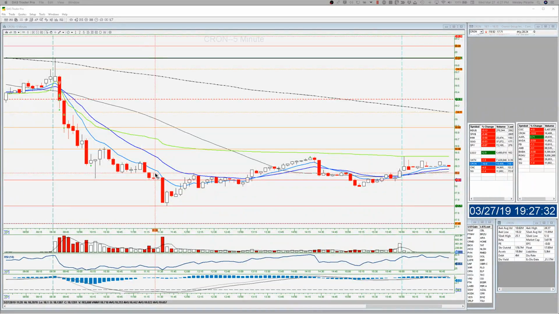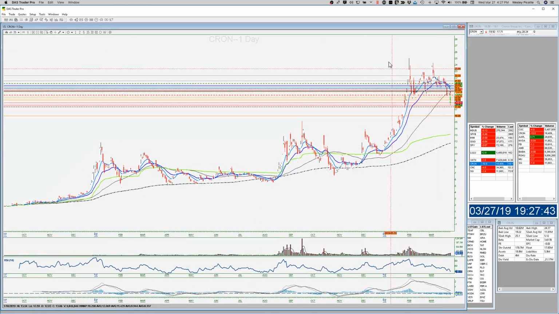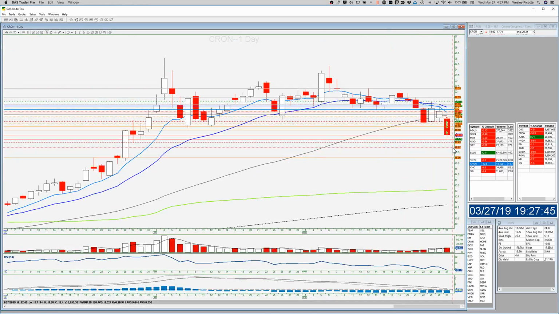Hey everybody, it's Wesley with a quick recap on a trade that I took today on CRON. I know other traders in the room were looking at this trade. It was on our gappers list, as it has been for the past handful of days after coming out with earnings. Those earnings were mixed.